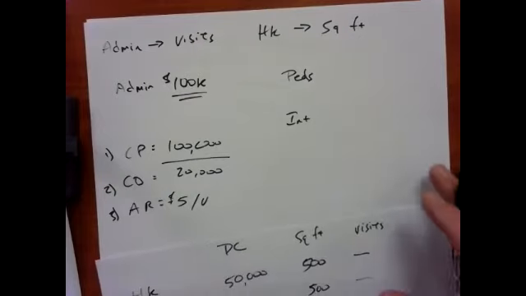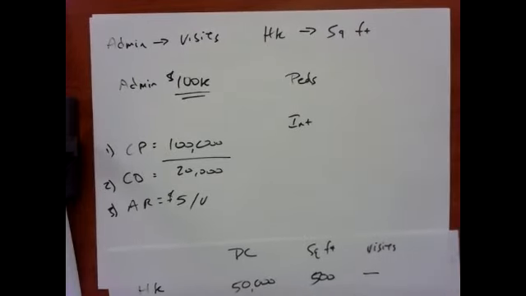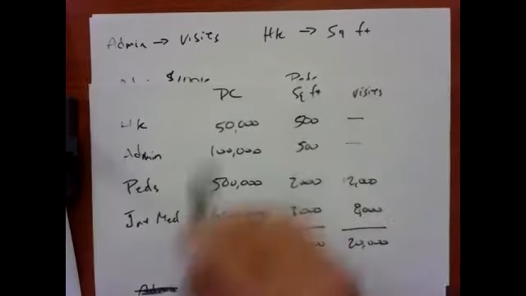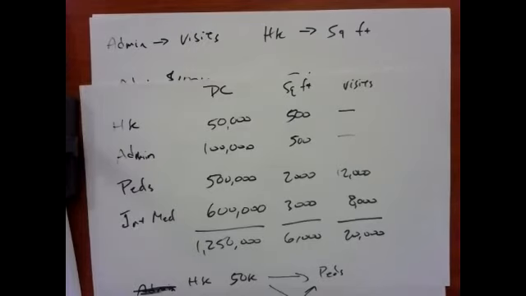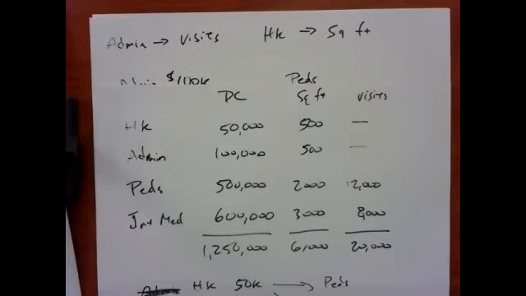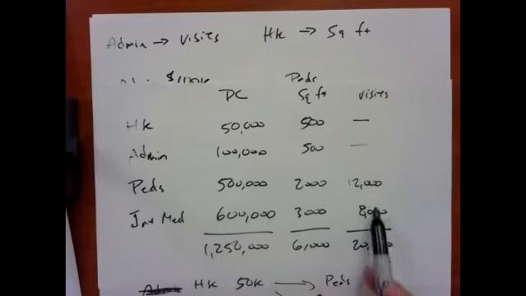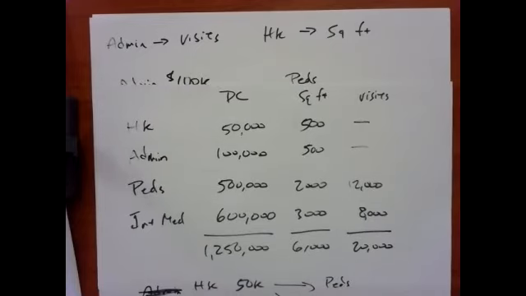Now here's where I catch students all the time on the exam. I'm just going to give it to you straight up. I give you something that looks like this on the exam, and I say, I need to know how much admin support you're going to allocate to PEDS. If people get nervous on the exam, they say, okay, admin is $100,000, I'm going to identify the cost pool. He's telling me the cost driver is visits, so I'm going to use visits. So 100,000 divided by 12,000 gives me 8 and some change. Then I take 8 times 12,000, and it gives me $100,000. So I'm going to allocate $100,000 to PEDS.